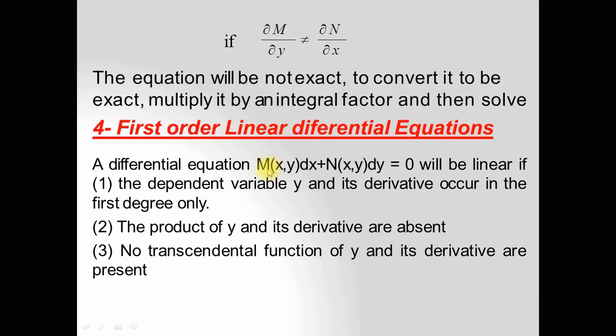A differential equation of the first order M dx plus N dy equal to 0 will be linear if these 3 conditions are satisfied. The dependent variable, say y, and its derivative occur in the first degree only. The second condition is that the product of y and its derivative is absent. Since in this differential equation the dependent variable is y, the dependent variable y and its derivative occur in the first degree only, the product of y and its derivative is absent, and no transcendental function of y and its derivative is present in the given differential equation.